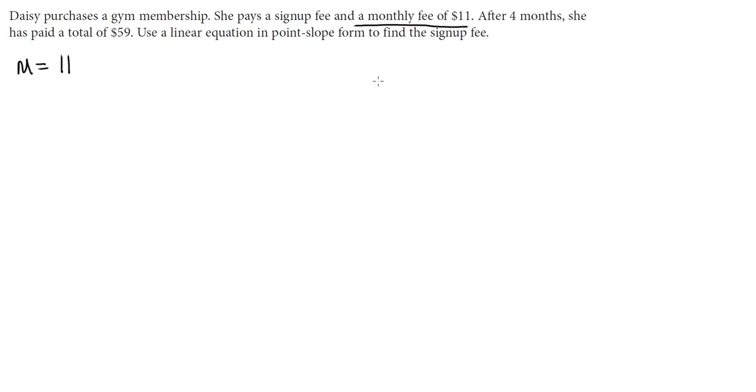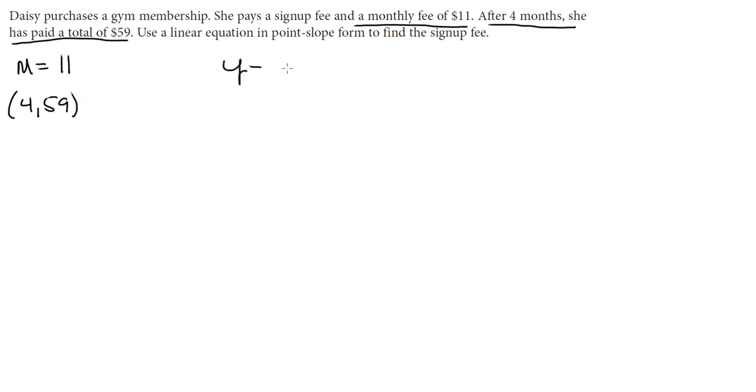Now we need a point. Remember, our point is going to be an input-output relationship that they give us. And it's right here in the third sentence. It says, after 4 months, she has paid a total of $59. So our input is the number of months, and our output is the amount of money. So our point here is 4, 59. Now we're ready to plug that information into our point-slope form.